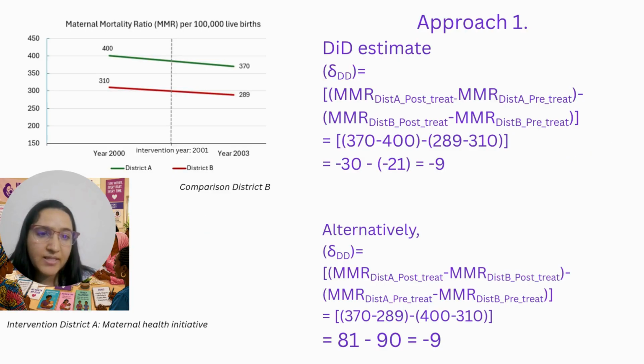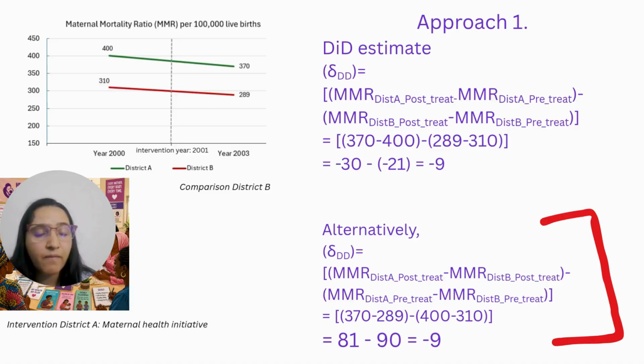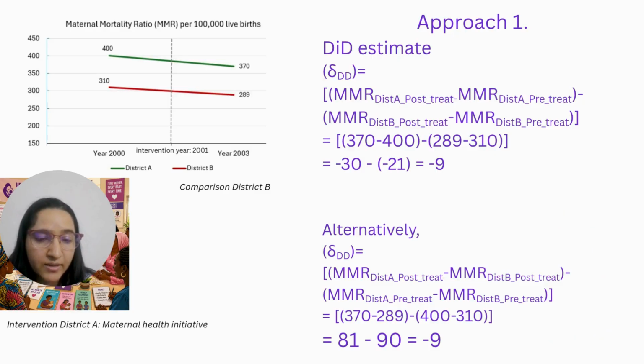And this -9 that we get from taking the difference in these two differences can also be obtained by taking the difference in the rate for the two districts after intervention and before intervention. So here we see that we took MMR in District A post-intervention minus MMR in District B post-intervention, and then we subtracted from that MMR in District A pre-intervention minus MMR in District B pre-intervention.